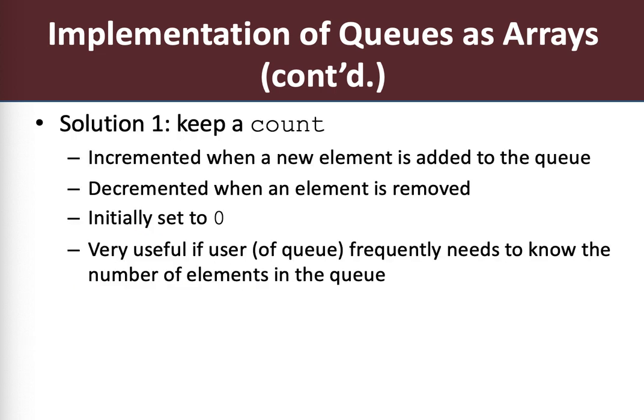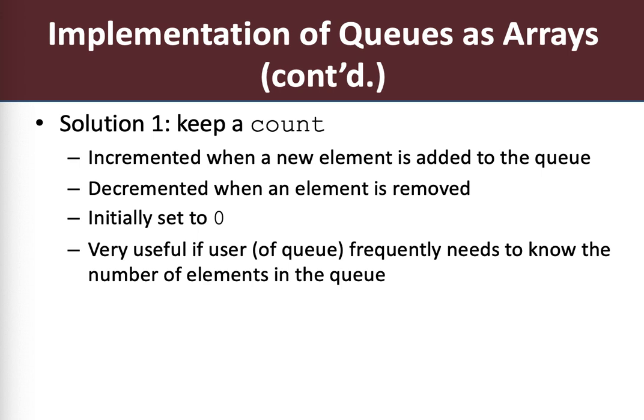One solution is to keep a count. In addition to member variables queueFront and queueRear, we need another variable, count, to implement the queue. The value of count is incremented whenever a new element is added to the queue and is decremented whenever an element is removed from the queue. In this case, the function initializeQueue initializes count to 0.